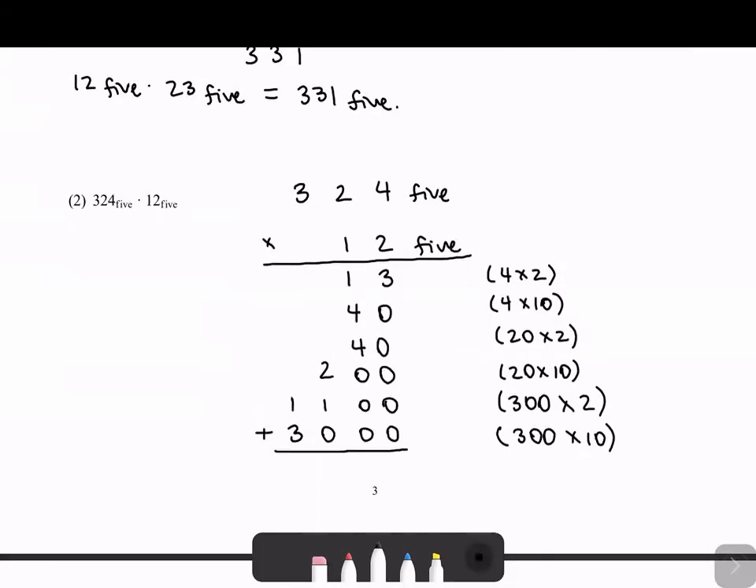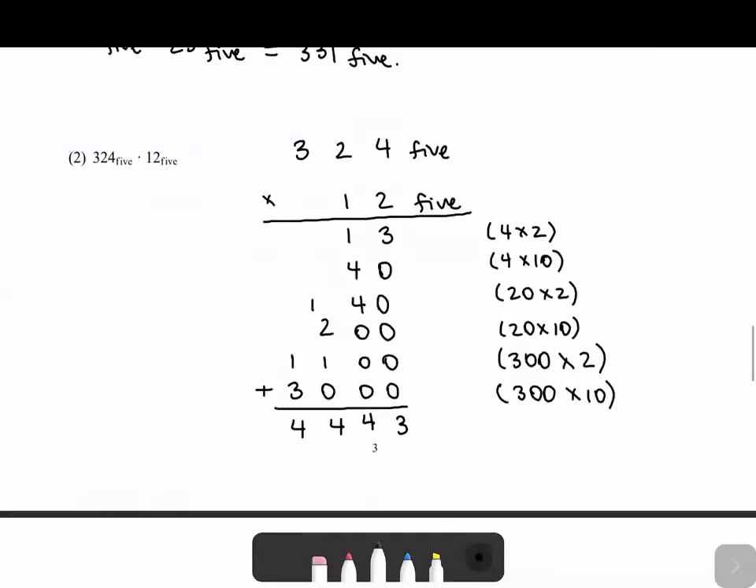So now we're going to add all of our partial sums. So 3 plus 0 plus 0 plus 0 plus 0 plus 0 just gives us 3. No regrouping necessary. 1 plus 4 plus 4 is 9, which has 1 5. We have 1 5 and 4 left over. 1 plus 2 plus 1 is 4, and 1 plus 3 is 4. So that gives us our answer. So we have that 3, 2, 4 base 5 times 1, 2 base 5 is 4, 4, 4, 3 base 5.